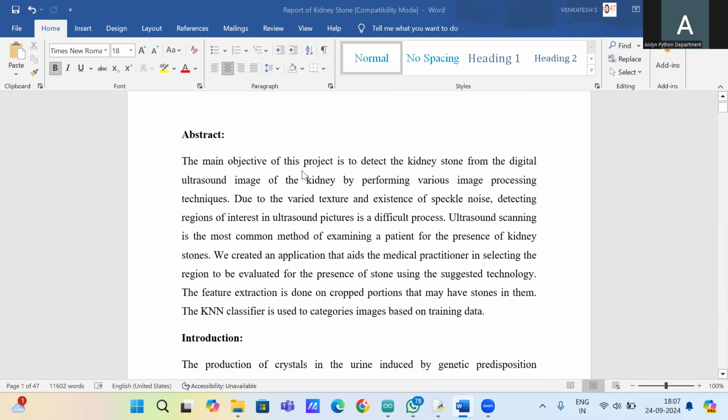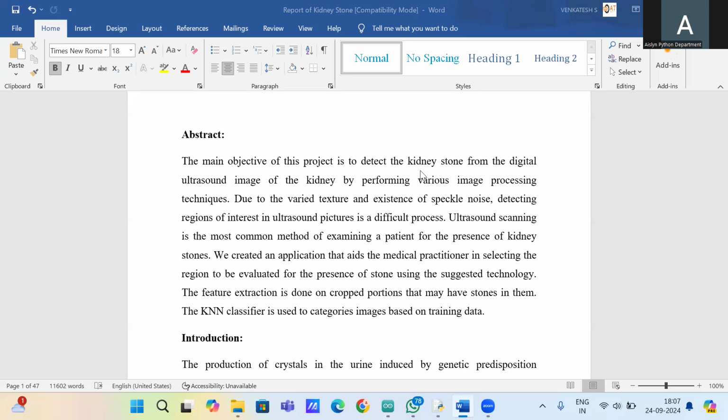Our main abstract is that this process detects the kidney stone from the digital ultrasound image of the kidney by performing various image processing techniques. Due to the varied texture and extent of speckle noise, detecting regions of interest in ultrasound pictures is a difficult process. Ultrasound scanning is the most common method of examining a patient for the presence of kidney stones. Here, we create an application that aids the practitioner in selecting the region to be evaluated for the presence of stone using the suggested technologies.